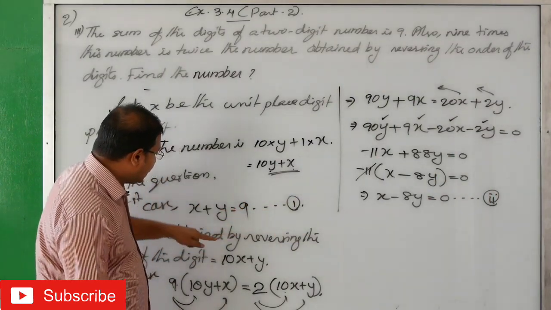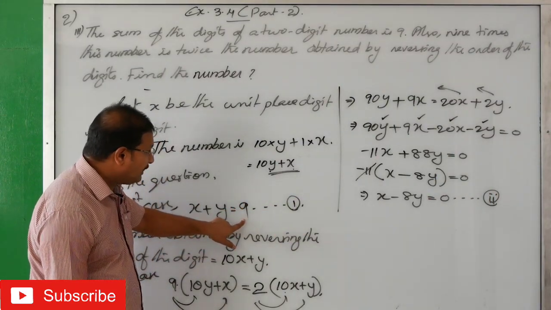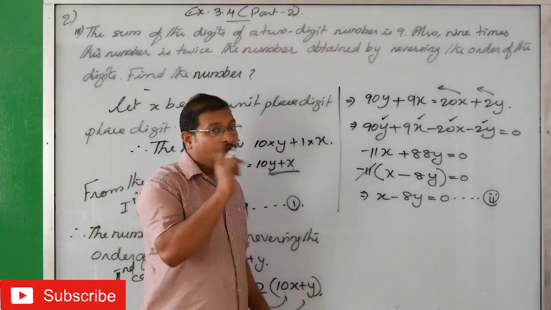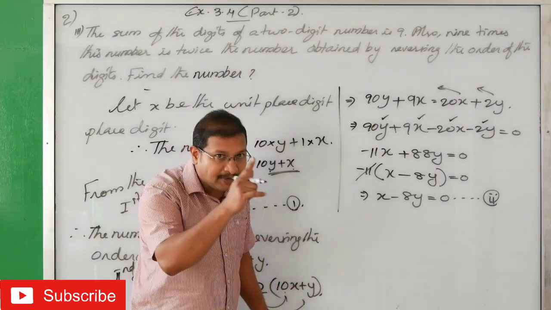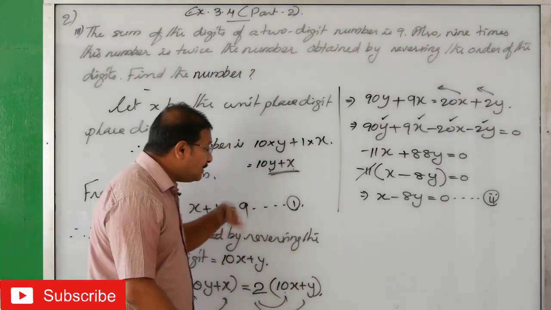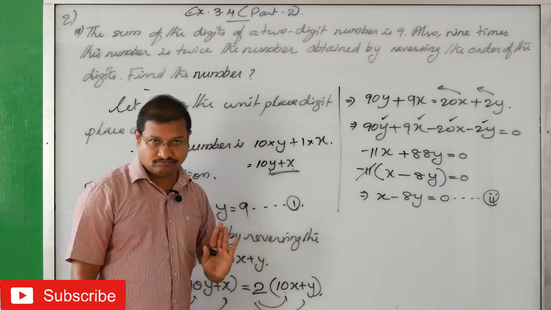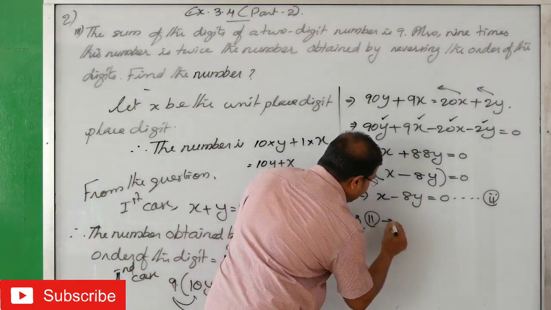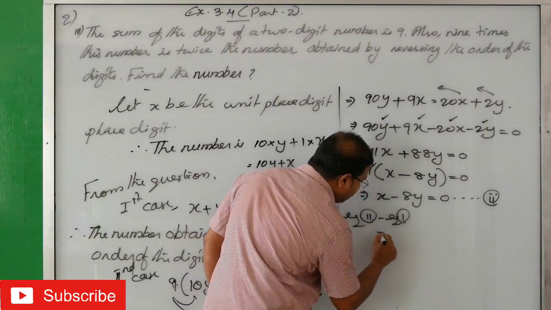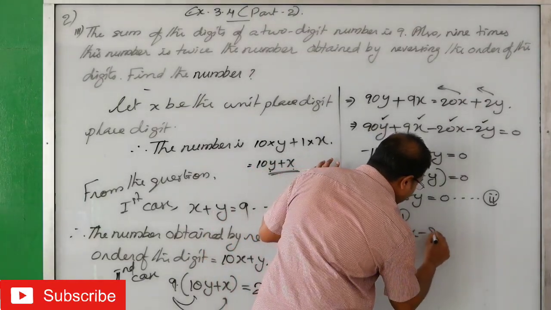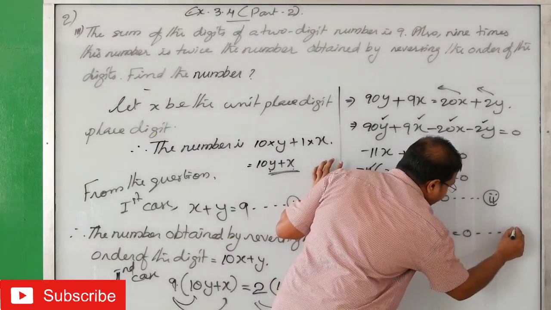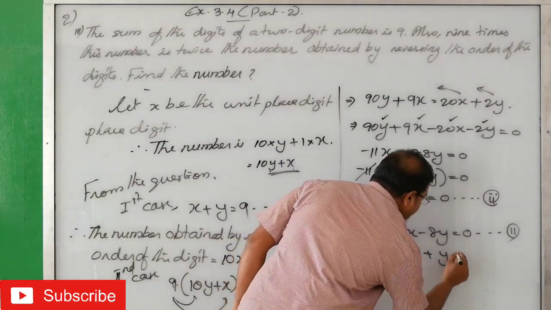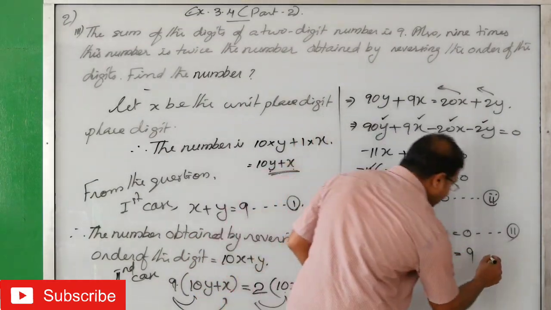See the first equation, x plus y equals 9. Second equation, x minus 8y equal to 0. Now what do you want? We want to solve this by elimination method, isn't it? So what will you do? We will subtract equation 1 from 2. That means equation 2 minus equation 1. Second equation, x minus 8y equal to 0. After that, first equation, x plus y equals 9.